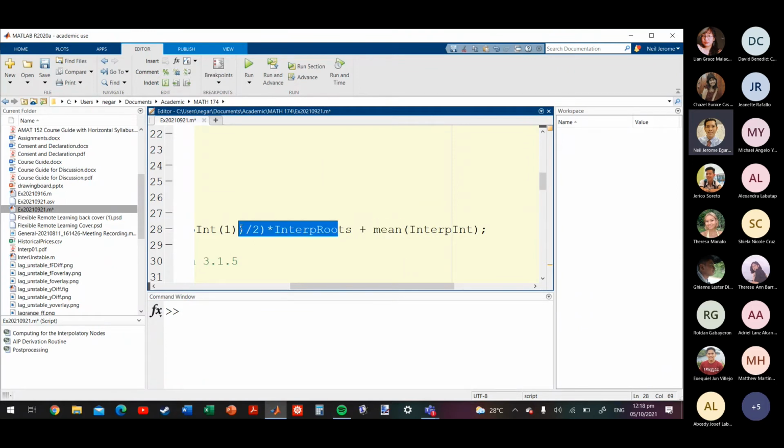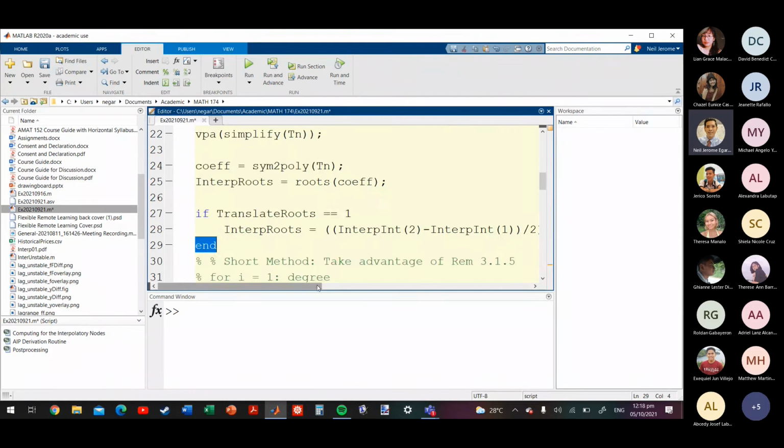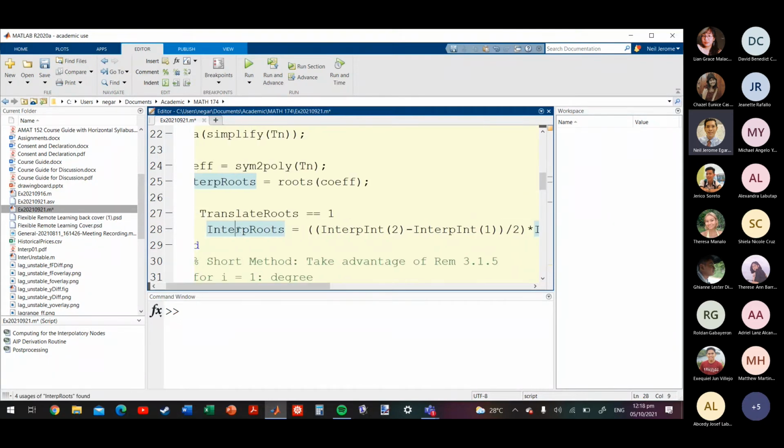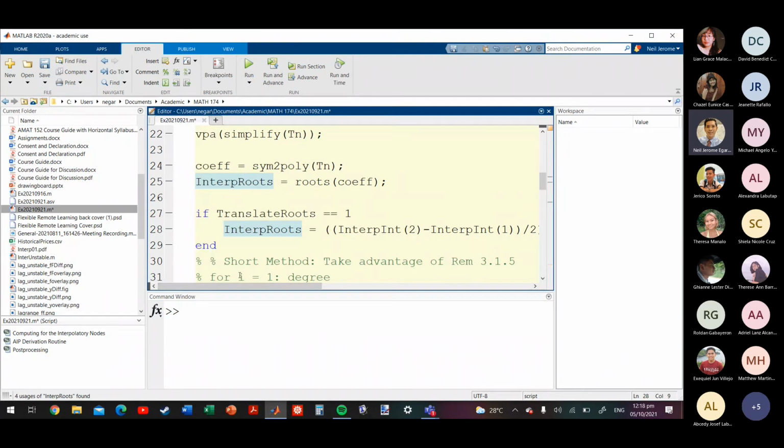So ito ay vector plus vector, so component-wise addition lang. Scalar pala to, no? So kapag nag-add ka ng scalar sa isang vector, ang gagawin ni MATLAB, i-add nyo lang yung scalar sa lahat ng elements ng vector. Okay? So that's why this vectorized form will give us the new translated roots following the formula in the module. So yung interp roots after line 29 will be translated and scaled for the interpolatory interval -5 to 3.